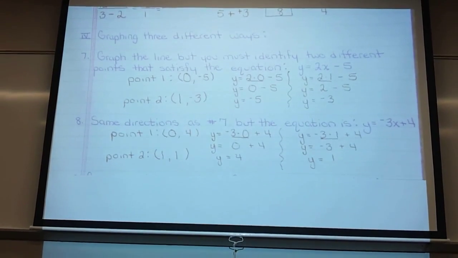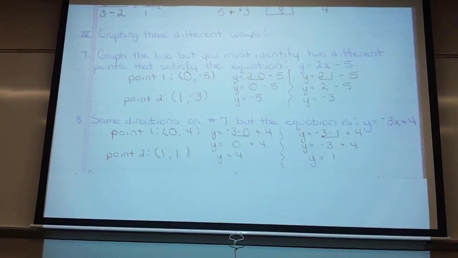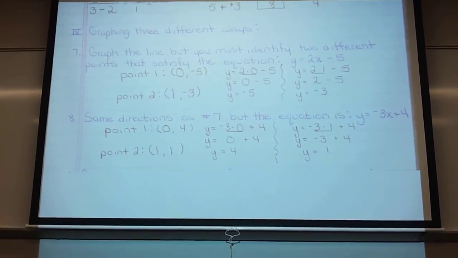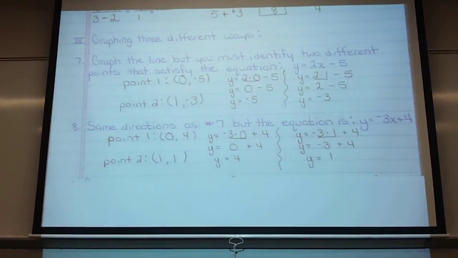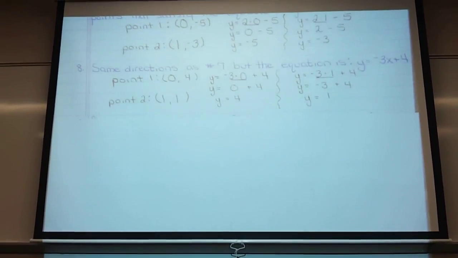So those are your two individual points. If you've gotten that, I think that's the trickier part. That's the harder part, where you have to generate those 2 points all on your own. Then we have to graph them.